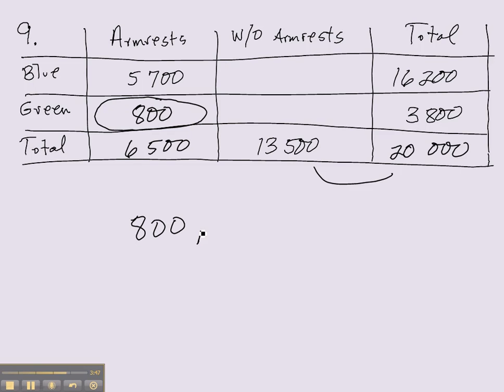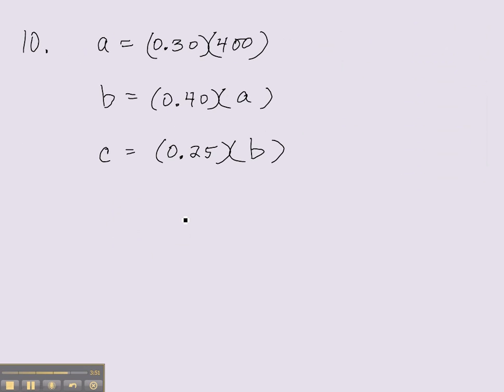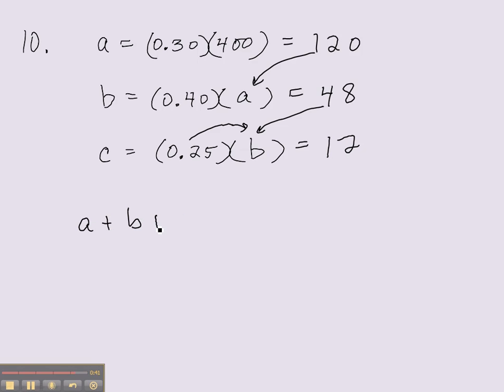Number 10. A is 30% of 400, so A must be 0.3 times 400, which is 120. B is 40% of A. We can just insert that right there. 0.4 times 120 is 48. And then C is 25% of B, which is the 48. 0.25 times 48, that's a fourth of 48, that's 12. And then we're asked to find A plus B plus C. Well, that's just the sum of these numbers. So it's 168 plus 12 is 180.